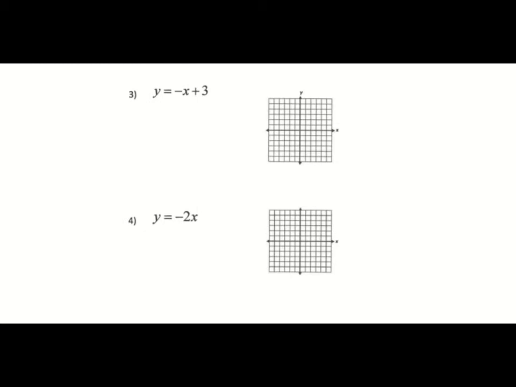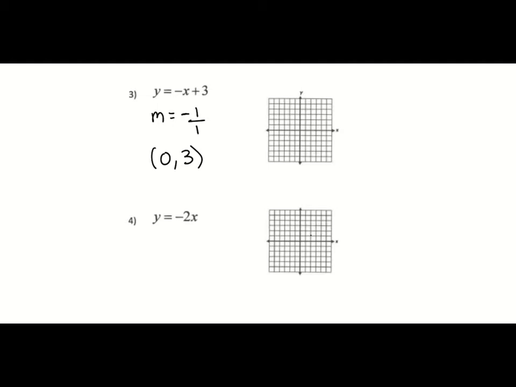My first step is get y by itself. Again, it's already done for us, so I'm going to find my slope. In front of our x there is a -1, and we want to write it as a fraction so we can have our rise over run. So that would be -1 over 1. Our y-intercept is (0, b), which in this case is (0, 3). And now I'm ready to graph.